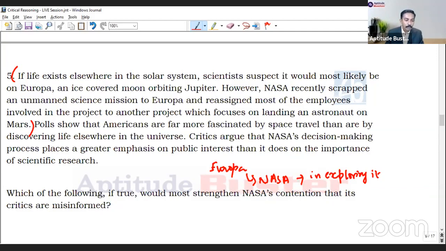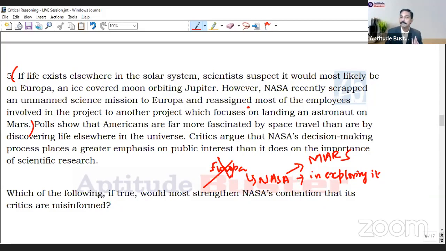Second sentence: however, NASA recently scrapped an unmanned science mission to Europa and reassigned most of the employees involved in the project to another project which focuses on landing an astronaut on Mars. So the second sentence says, currently NASA has shifted its attention to Mars and discarded Europa. This is the second sentence.